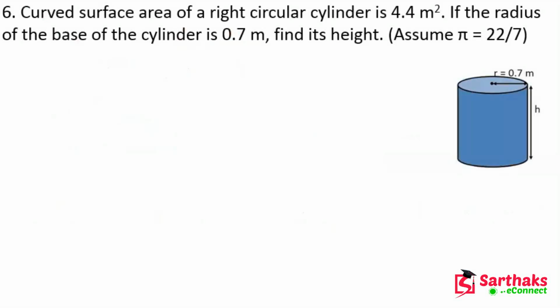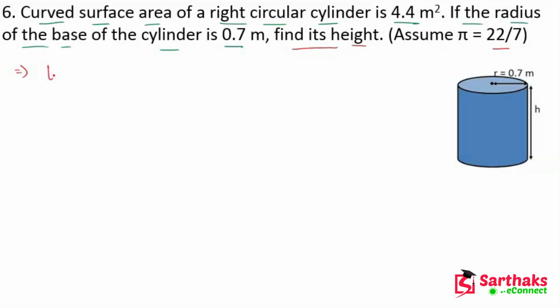Yes, so now, my dear friends, the next question is, the curved surface area of a right circular cylinder is 4.4 meter square. If the radius of the base of the cylinder is 0.7 meter, then find its height. Now we have CSA and we have the radius of the base of the cylinder, then we can easily find the height. And here we have to assume pi is equal to 22 upon 7.